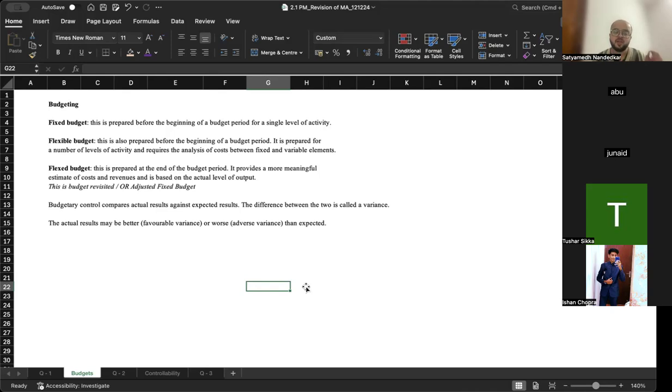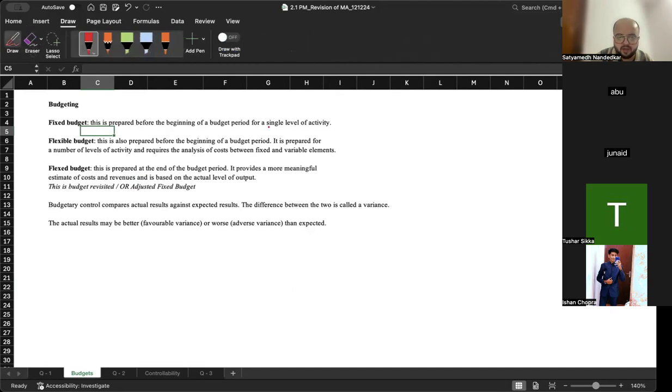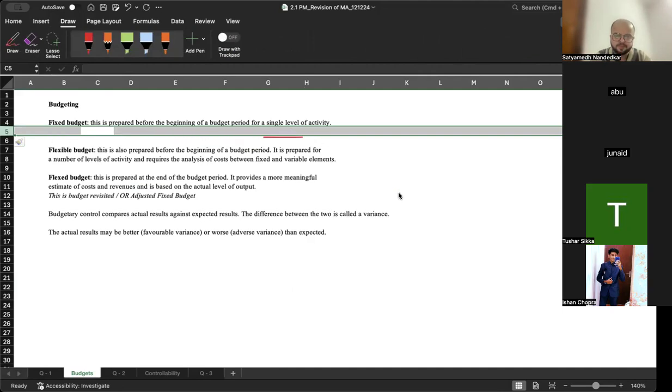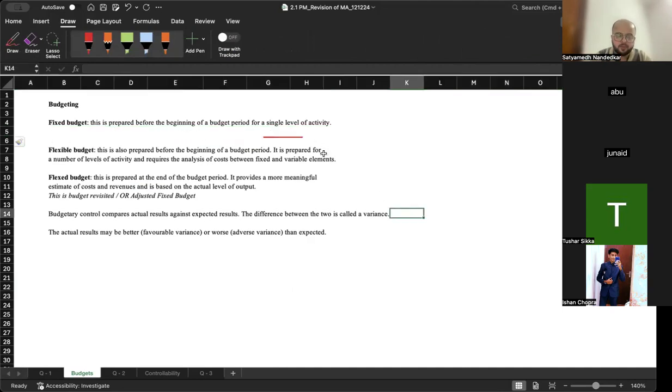Now, the words fixed budget and flexible budget are two important things that you should know. Fixed budget is static. Static means it doesn't change. It remains the way it is throughout the year. Fixed budget is prepared before the beginning of a budget period for a single level of activity. The word single level is important. What is the significance of the word single level?